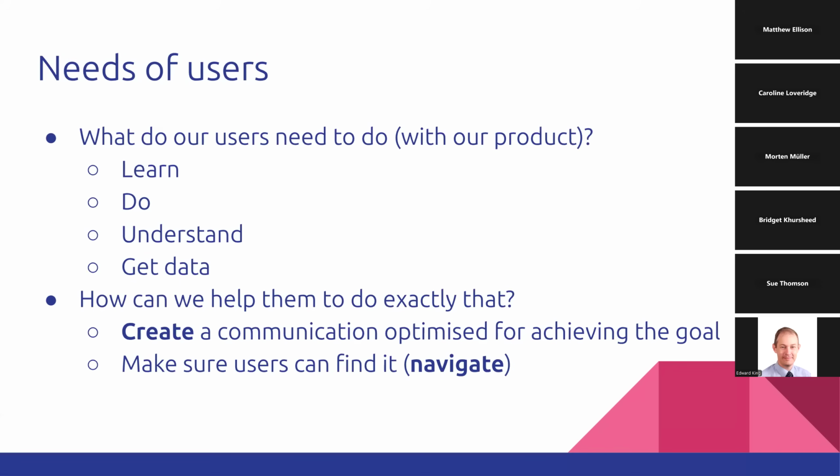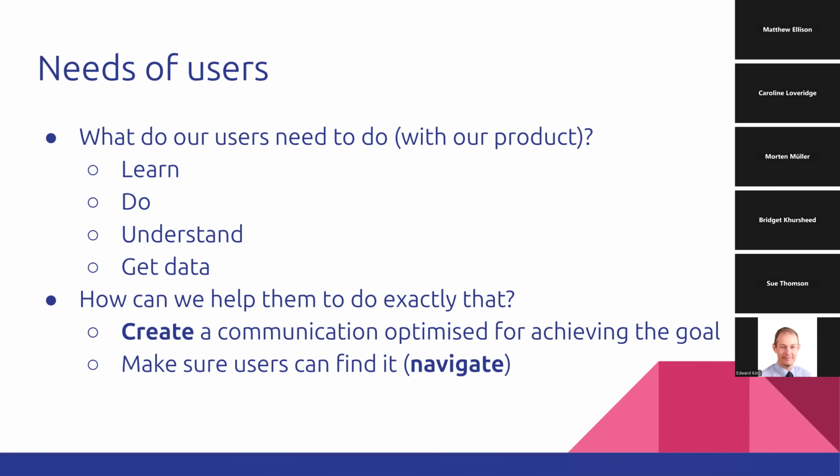So, talking about the needs of the user, I just told you we have these four categories, and if we simplify them down to a minimum amount of words, I think we can name them as learn, do, understand, and get data, right? How can we help our users or readers do exactly that, do one of those? Well, we need to create a communication or a document specifically addressing this need. And the second point, which is actually quite important too, is that we need to be able to navigate our user to the exact content that they need.